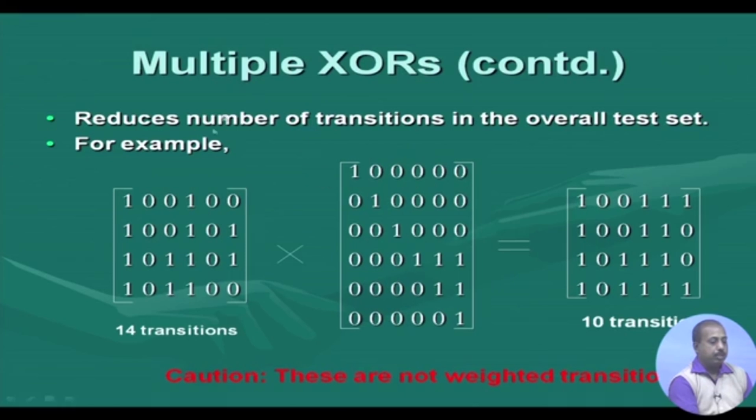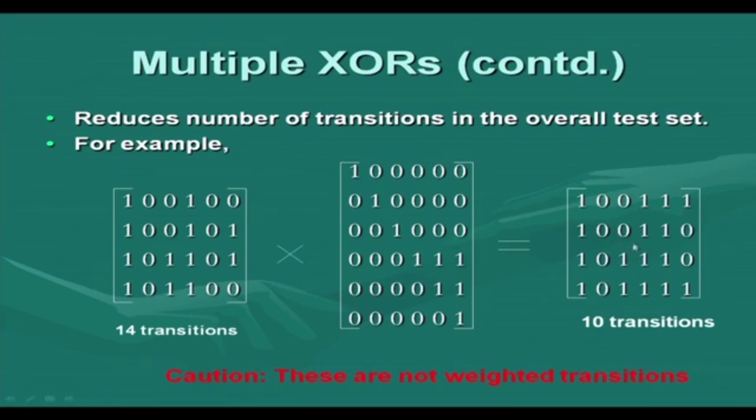Say the original test pattern set may have 14 transitions. When you are post multiplying it by this, we are getting 10 transitions. Of course, this is not a weighted transition calculation. This is just assuming that these patterns will be applied directly to the circuit. So, there are some 10 transitions in this case.